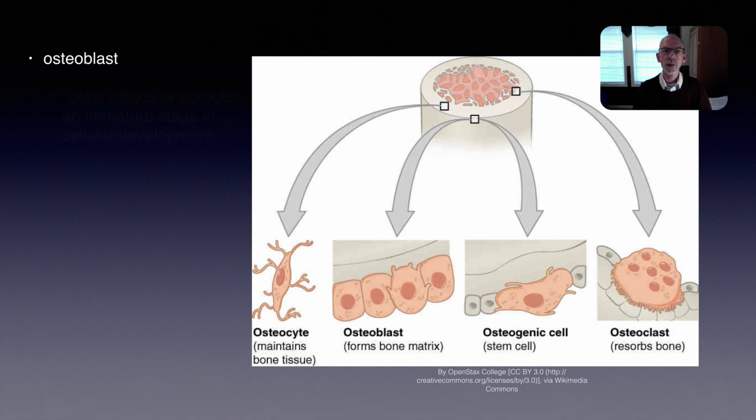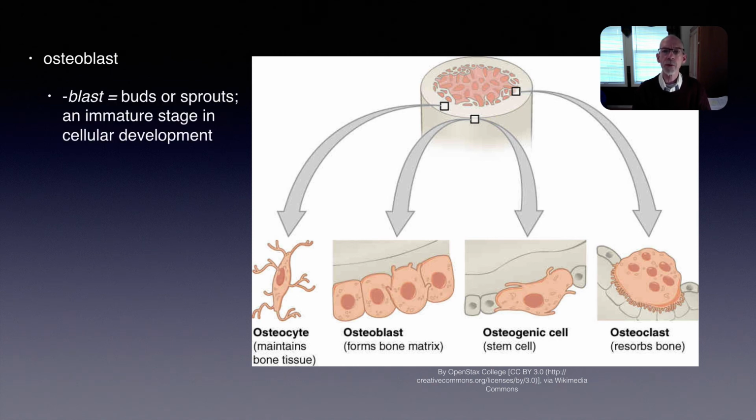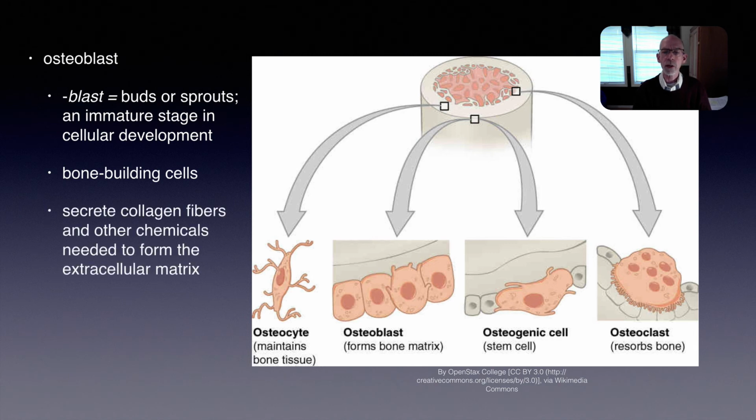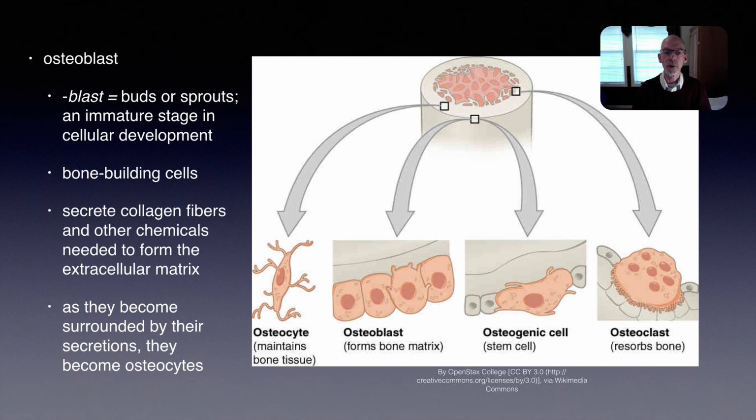Let's now take a look at osteoblasts. The root word blast refers to the fact that these are cells that are in an immature state. They are bone building cells. They're not mature yet. What they're doing is secreting collagen fibers and other kinds of chemicals in order to form the extracellular matrix. In other words, they're depositing this material that's going to become the extracellular matrix, and they're depositing it around themselves. Once they have completely surrounded themselves with these secretions, they are then called osteocytes.